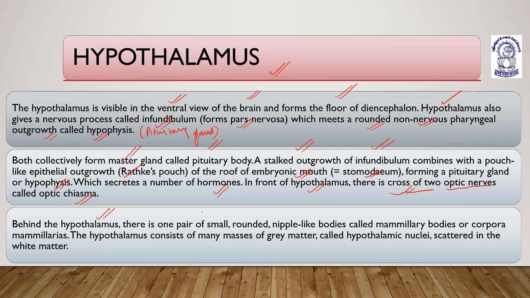Behind the hypothalamus, there is one pair of small, rounded, nipple-like bodies called mammillary bodies or corpora mammillaria. The hypothalamus consists of many masses of gray matter called hypothalamic nuclei, which stay scattered in the white matter.